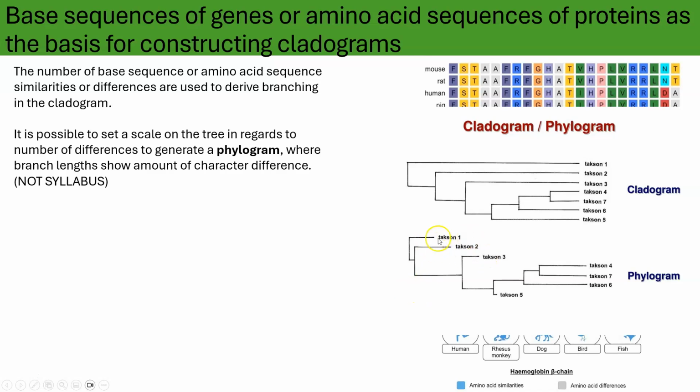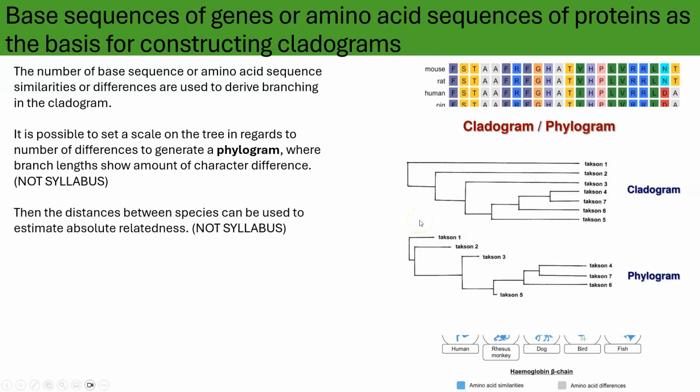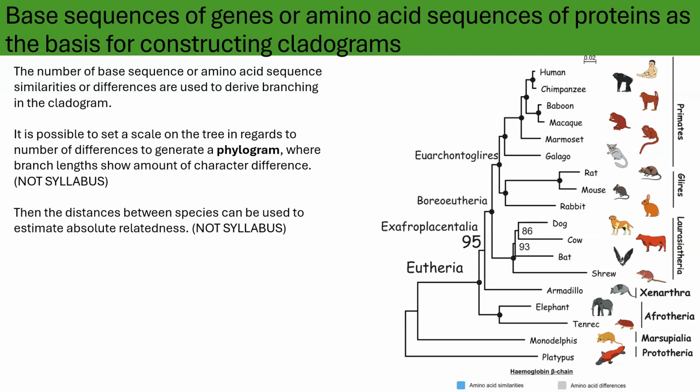So that's kind of it, but the branch here could be longer in this way, and that would make a difference. So then we can make estimates of absolute relatedness, still not syllabus. Here we have a tree with humans, and you show the scale of some amount of evolutionary distance between them. So human, chimpanzee, and then the baboon, macaque, and so on. So here you see that you have different lengths for different species. And they won't all end up in the same place, but these are all still living organisms today.